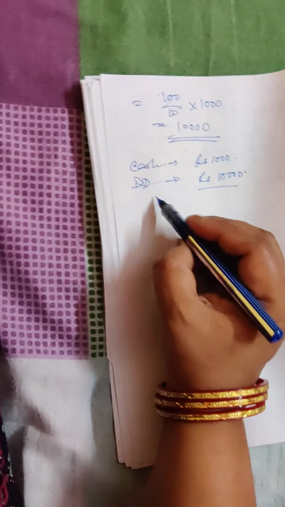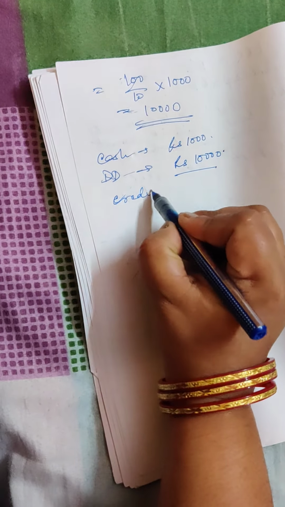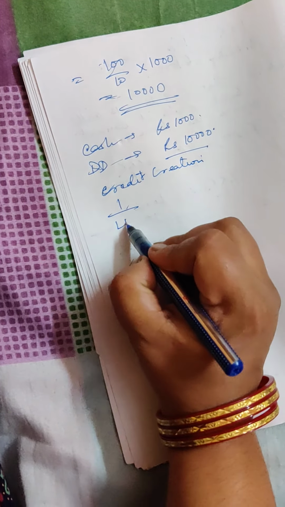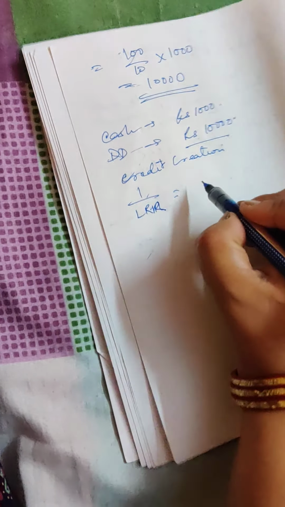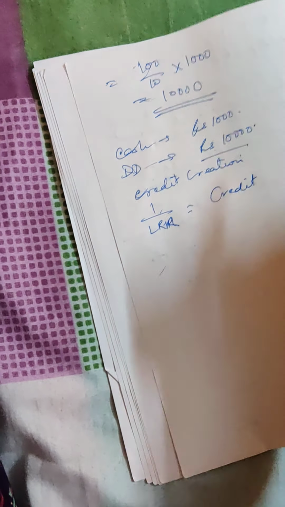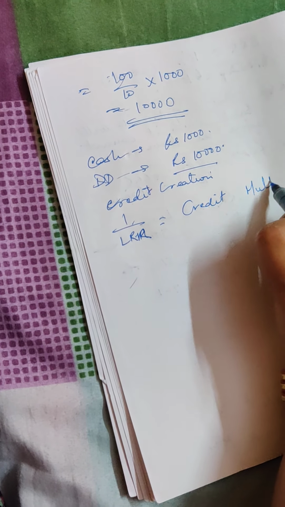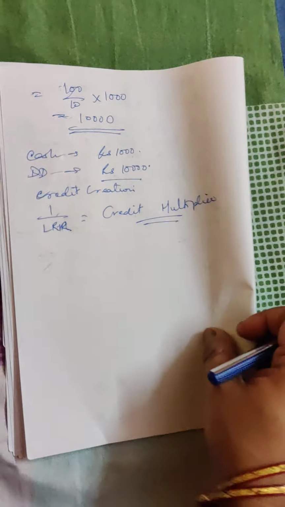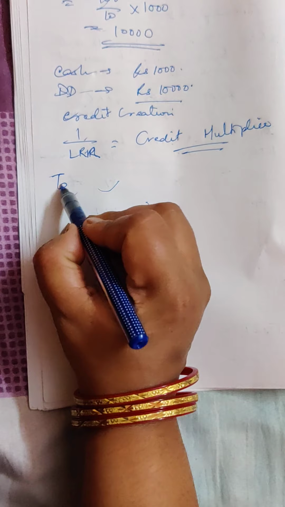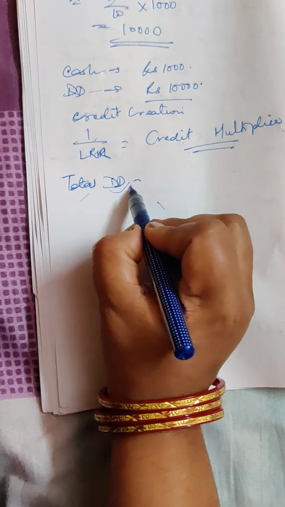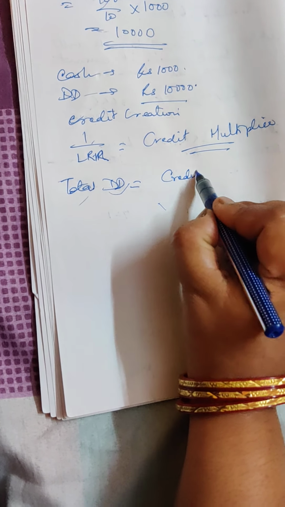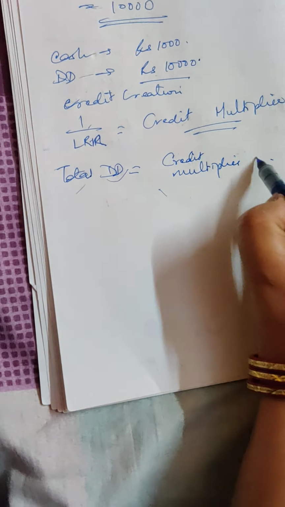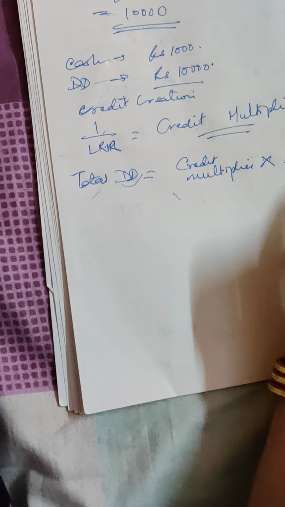This is called credit creation, and 1 upon LRR is called the credit multiplier. So that means total demand deposits is equal to credit multiplier multiplied by the initial deposits.